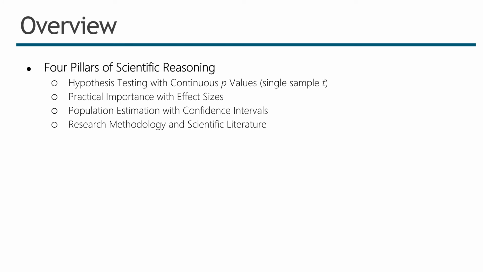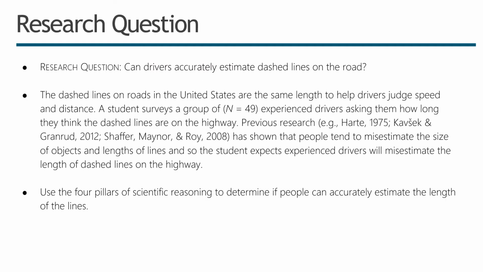We're going to work through these 4 pillars of scientific reasoning with a particular example. So we're going to go through these pillars in order. The research question we're going to work with here is, can drivers accurately estimate the length of dashed lines on the road? So all of the dashed lines on roads in the United States are the same length. That's supposed to help drivers judge speed and distance between cars and between things.